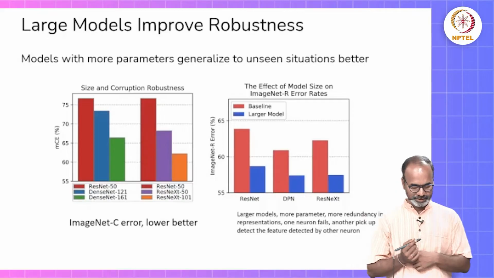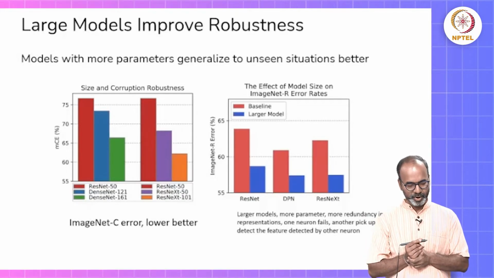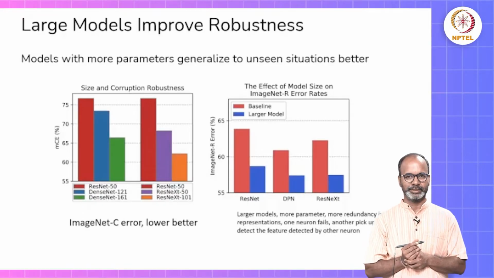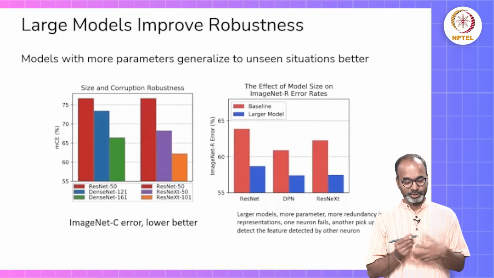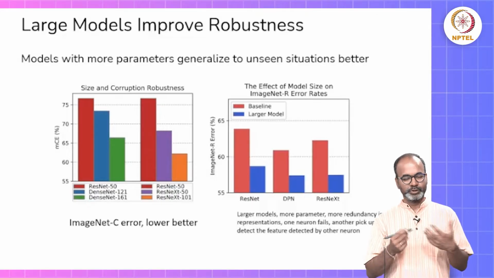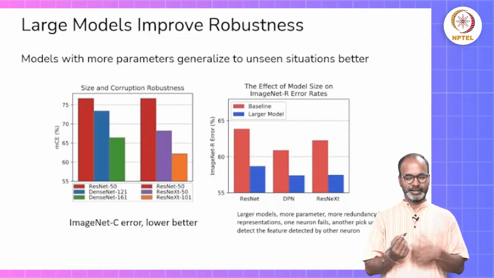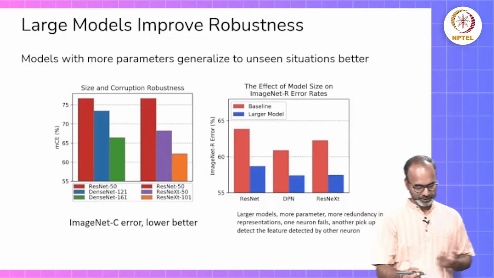So let's go through these two graphs here. Models with more parameters generalize to unseen situations, right? More number of parameters, which means it will be able to foresee unseen situations and generalize better also. So let's look at this.